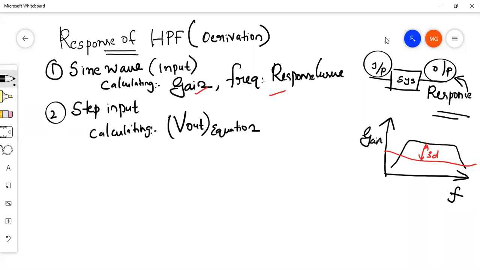ഒന്ന്, സൈൻ വേവ് കൊടുക്കുമ്പോൾ ഇൻപുട്ട് വാട്ട് ഈസ് ദ റെസ്പോൺസ്. So from that you have to calculate what is the gain of the system and frequency response. Gain and frequency response ആണ് calculate ചെയ്യുന്നത്. Second, we are giving step input. അവിടെ നമ്മൾ calculate ചെയ്യുന്നത് output voltage and equation ആണ്. So these two derivations that we'll be taking in today's lecture.